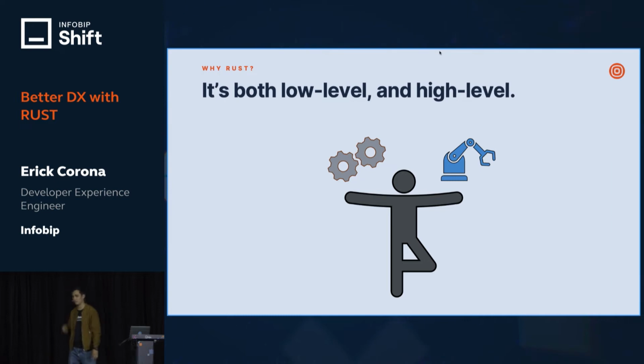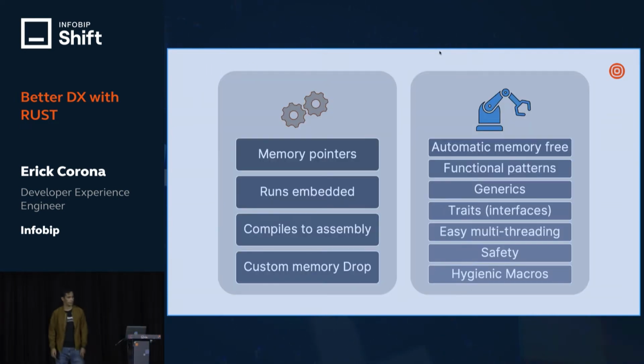And well, what I personally like about Rust is that it's both low level and high level. So you can do whatever you want with it. On the low-level side, you get things like memory pointers. You get the fact that it runs embedded, that it compiles to actual assembly, so you don't have an intermediary virtual machine or something introducing more overhead. And you get things like customized drop memory.